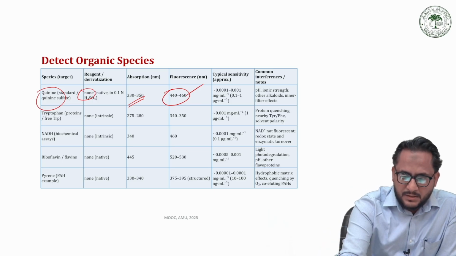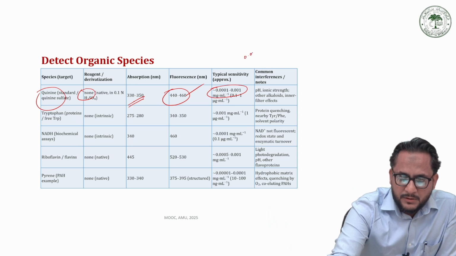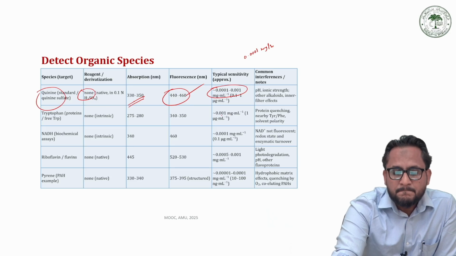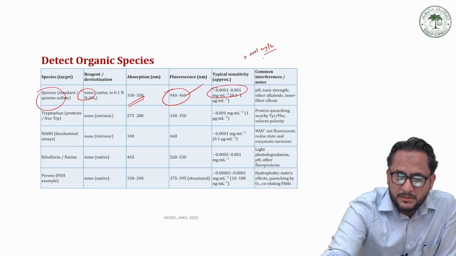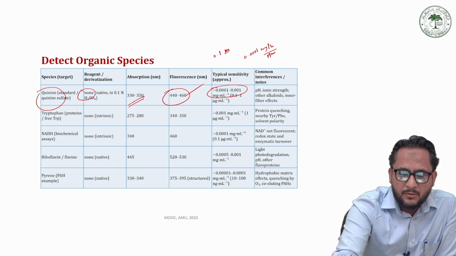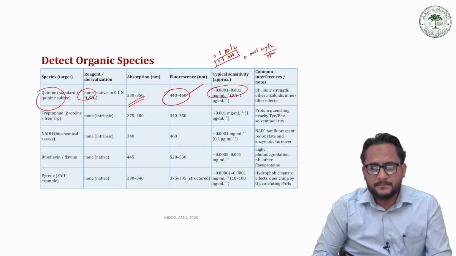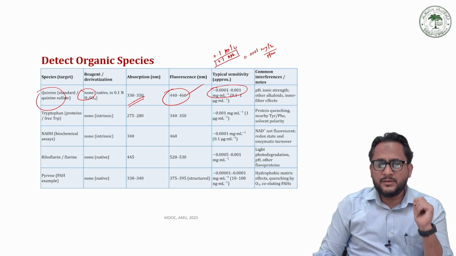And you can check the sensitivity of this technique, which ranges from 0.0001 milligram per liter. Milligram per liter already means ppm, and 0.0001 milligram per liter means 0.1 microgram per liter, which can be converted into 0.1 ppb level. Look at the sensitivity of this technique. Although there are certain interferences as well.